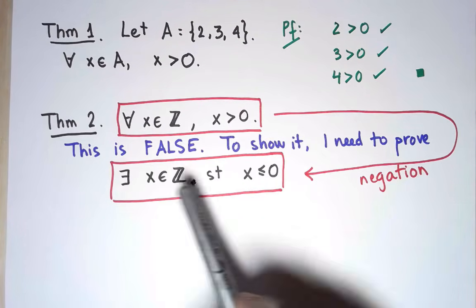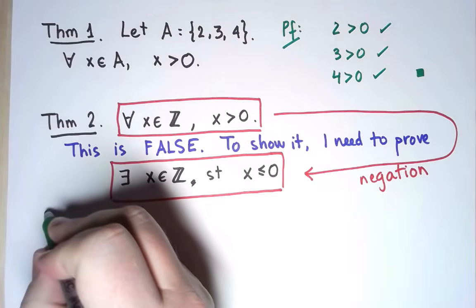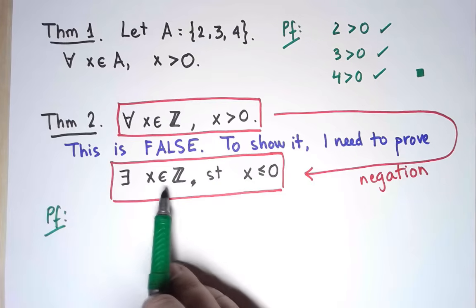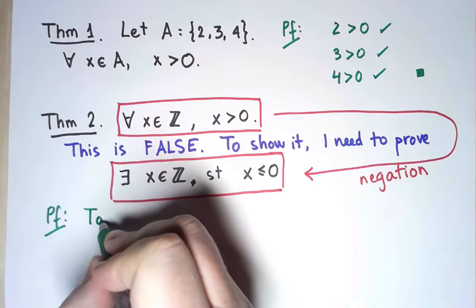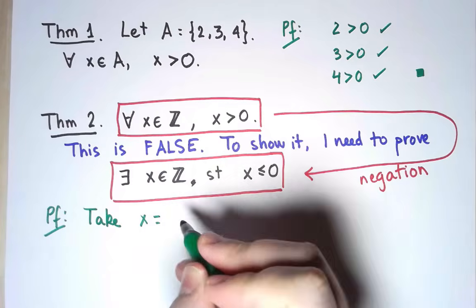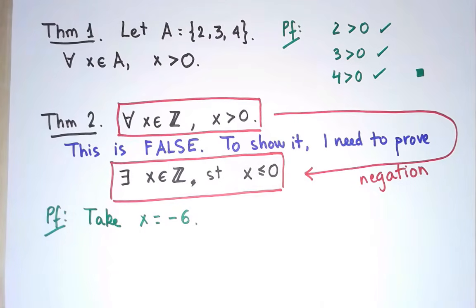How do I prove this? Now, this is not a statement with for all. This is a statement with there exist. How do I show that there exists an integer with a property? I only need one. Well, an easy way to do that is by saying what that integer is. I only need to take one, I get to choose it as long as it satisfies that. So I'm going to say just take x to be minus 6, for example.